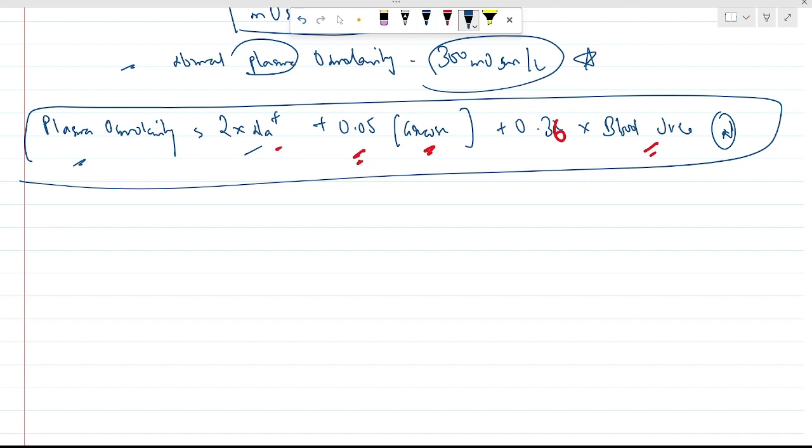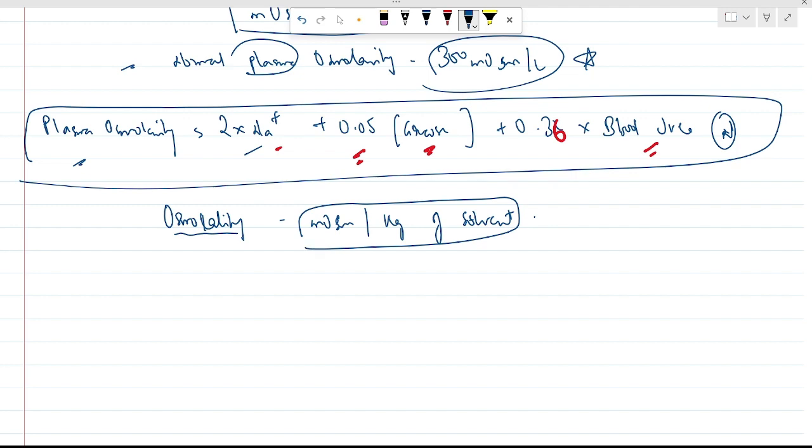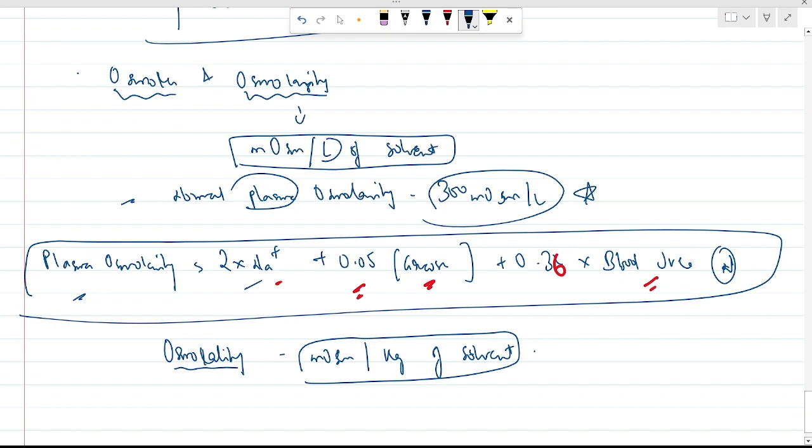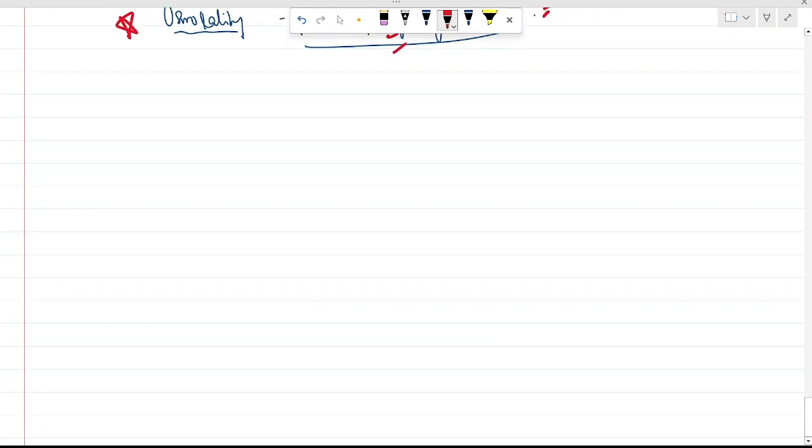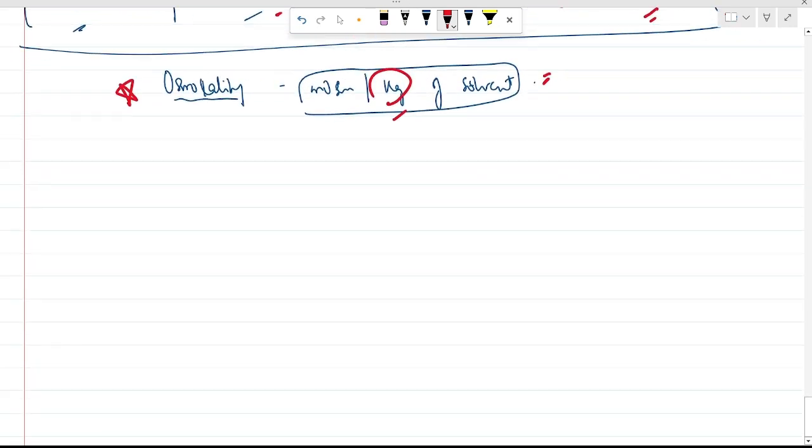Now I am going to see another term, osmolality, which is milliosmoles per kg of solvent. Here osmolarity is milliosmoles per liter of solvent, but osmolality is milliosmoles per kg of solvent. It's a very important topic, so don't get confused by the terms. So this is all about passive transport.